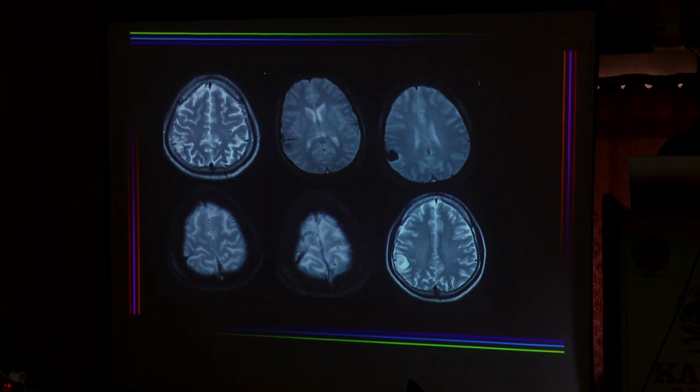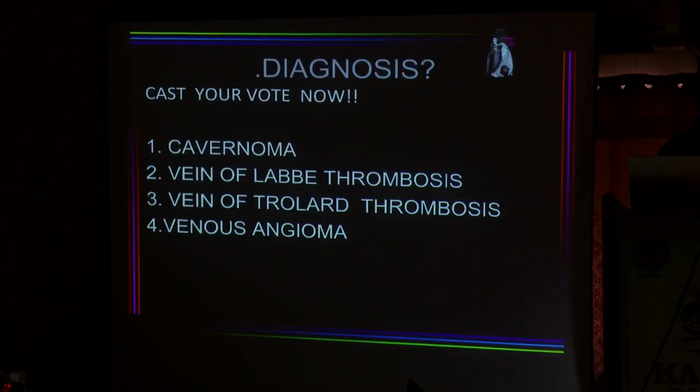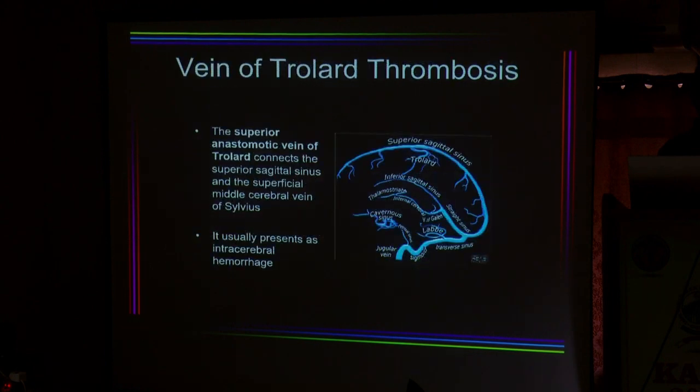So these are the corresponding MR images of the same patient, where you can see the focal area of blooming with the linear gradient blooming indicating a cortical vein thrombosis. If you see a superficial cortical vein thrombosis in this location, what will you suspect? Which vein? Is it the vein of Labbé or Trolard, or a venous angioma? Is it Labbé or Trolard thrombosis, superior? Yes, it's the vein of Trolard thrombosis. The vein of Trolard is the superior anastomotic vein connecting the superior sagittal sinus and the superficial middle cerebral vein of Sylvius.